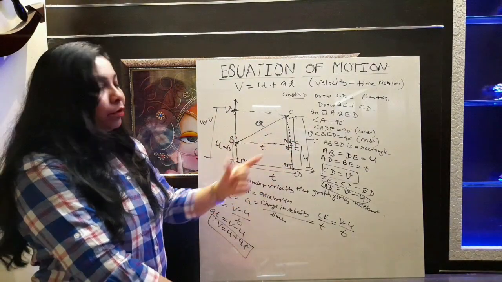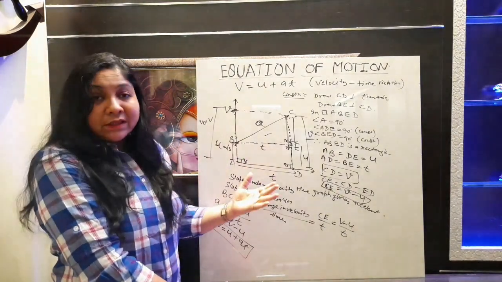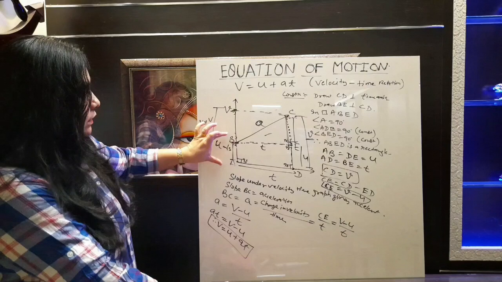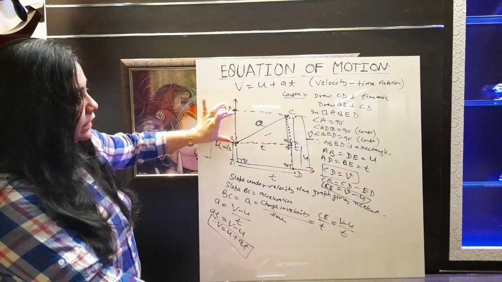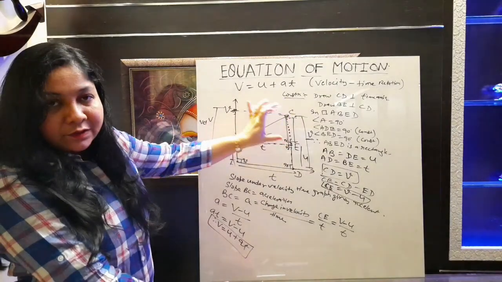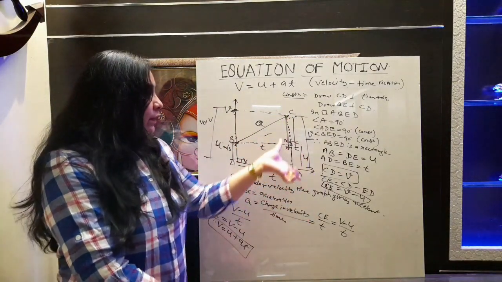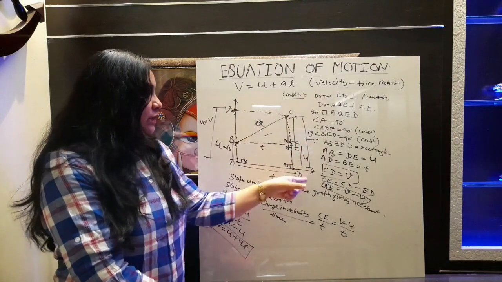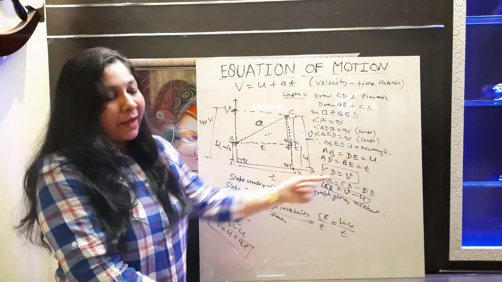This side is T, then it will also be T. Now what we did here, we need to find the change in velocity. This is the initial velocity, this is the final velocity. So this part is what? Change in velocity. This part CE is the change in velocity. To get the value of change in velocity, we just put CD minus ED. CD was V, ED was U. We got CE is equal to V minus U.